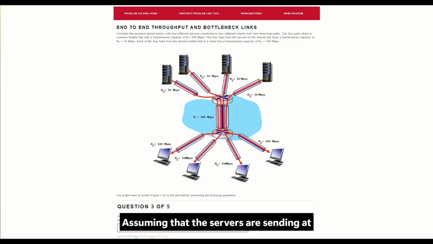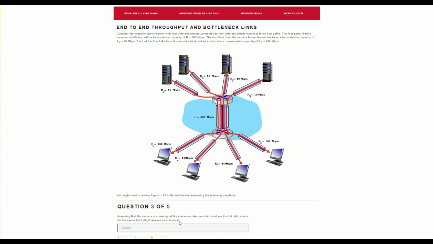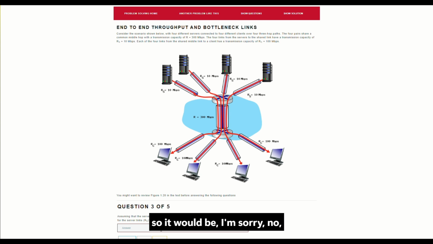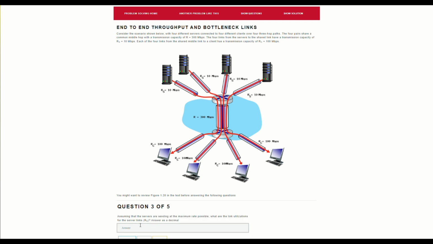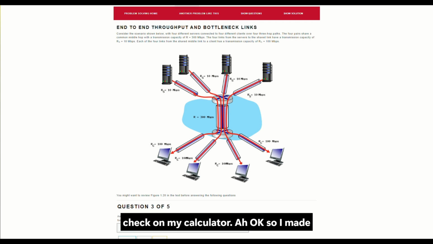Assuming that the servers are sending at the maximum rate possible, what are the link utilizations for the server links, RS? Answer as a decimal. So what this basically is, is RS over RC, right? So it would be, what link is it? It should be 0.1. But let me quickly check on my calculator.